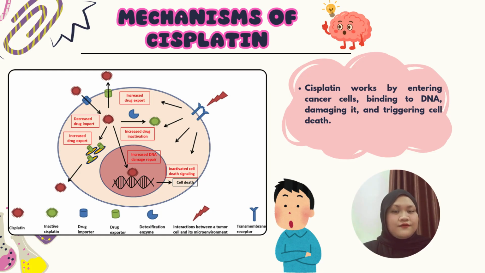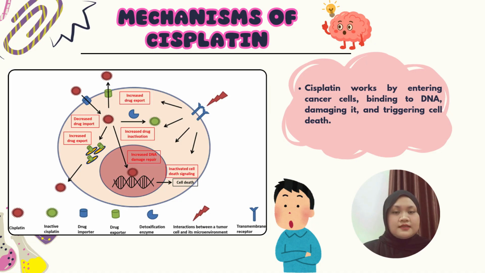This damage prevents DNA transcription and replication, so the cancer cells cannot divide or function properly. As a result, the damaged DNA will trigger cell death, also known as apoptosis. So this is how cisplatin helps to kill cancer cells.